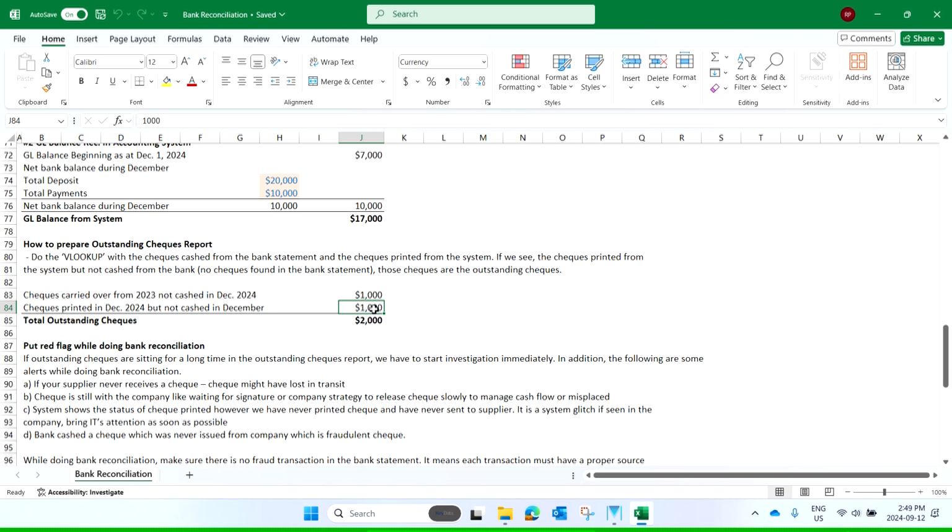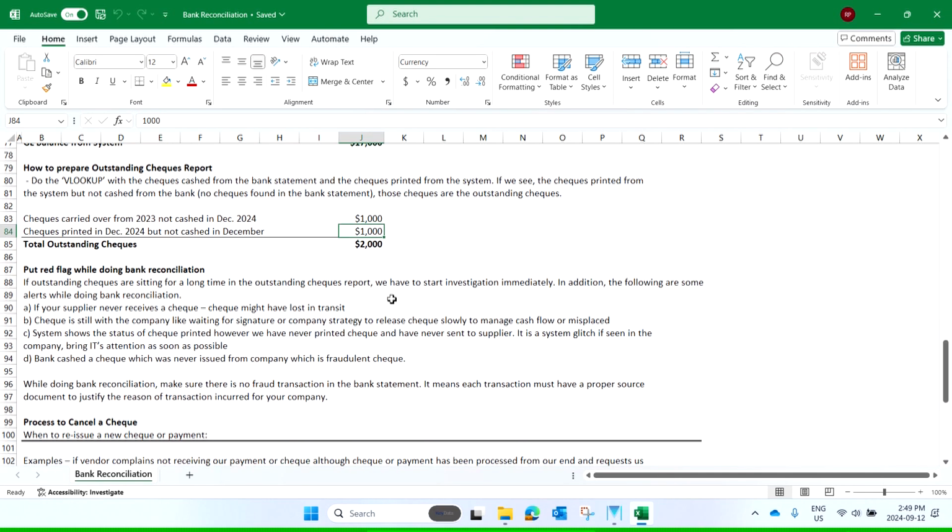Make sure it's a double VLOOKUP. I always do a double VLOOKUP, because maybe you know the double VLOOKUP, maybe you don't. If you don't know, let me know. I can even post one small video about the double VLOOKUP, how to compare the two lists, from one list to another and the other list back, so that you can isolate the transactions there.